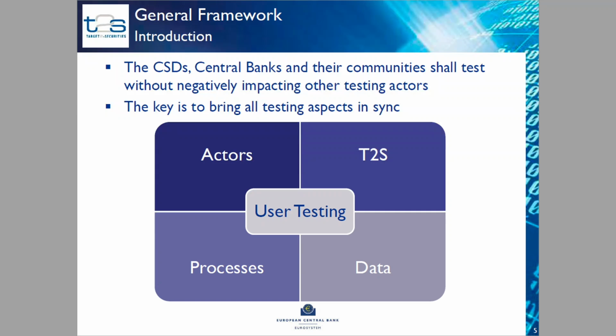The key of T2S user testing is to bring into synchronization these 4 aspects. There is T2S, which is obvious. You need the platform on which to test or to start operating later on. You have the actors, you have the processes, and you have the data. Later on, we go into details of all these aspects, just to show where the complexities are and how we work out everything. The aim is really to make sure that the CSDs, central banks, and their communities can really test among themselves as well as bilaterally with the Eurosystem without negatively impacting anyone else.